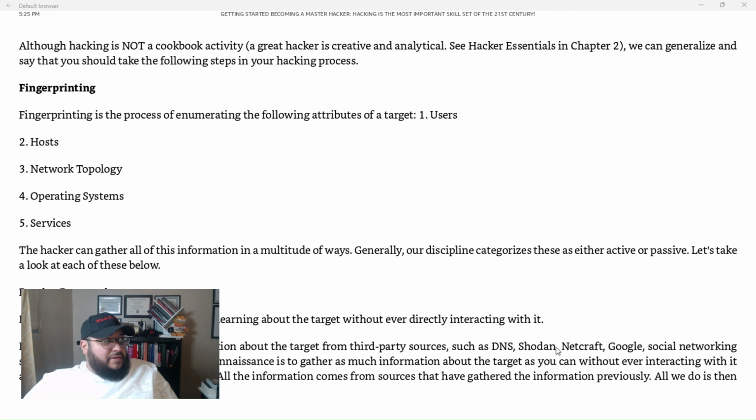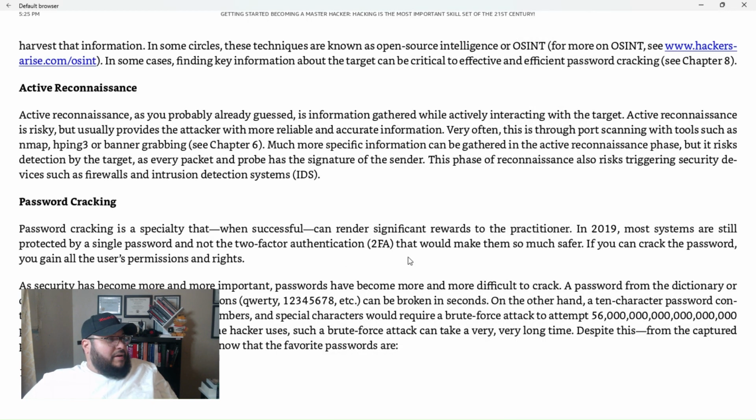All the information comes from sources that have gathered information previously. As we do this, we harvest the information. In some circles, these techniques are known as open source intelligence, or OSINT. For more about OSINT, you can go to that hacker.